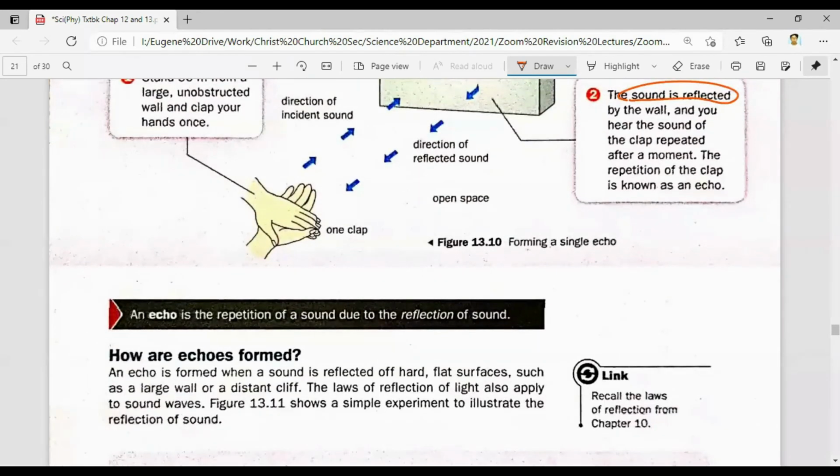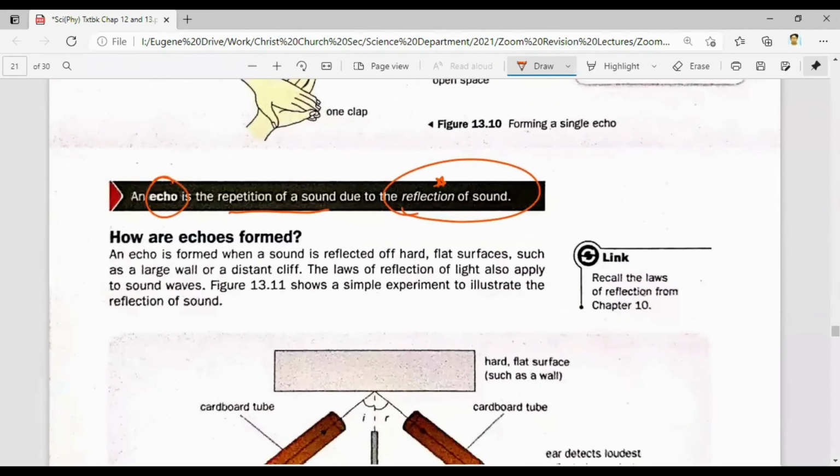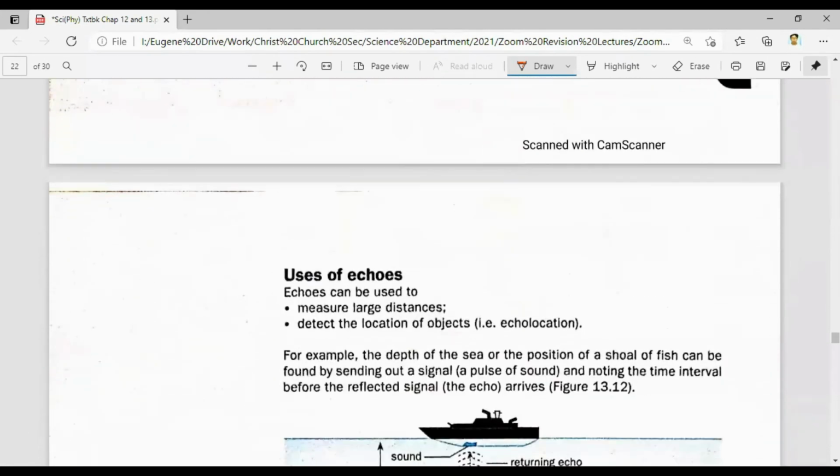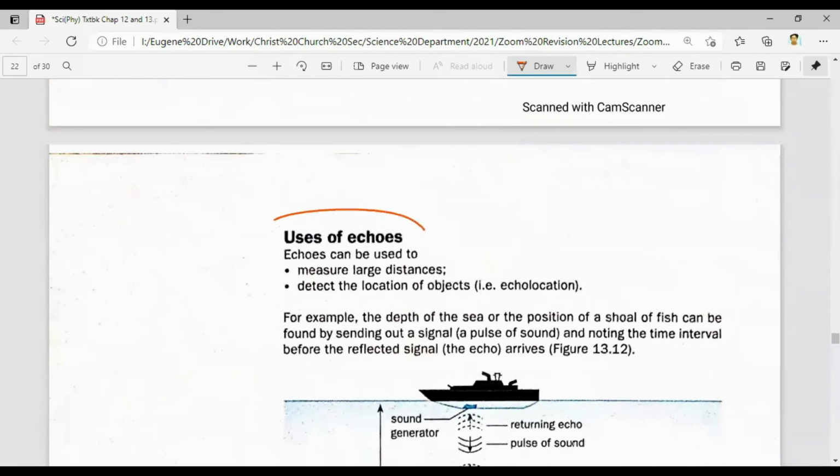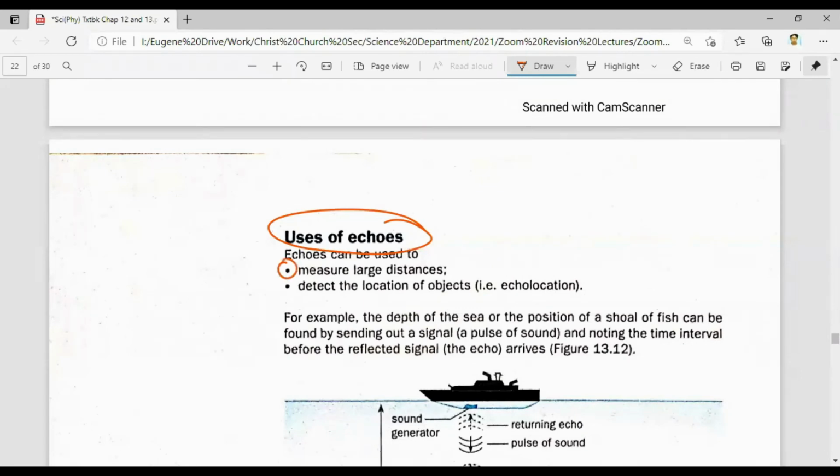So echo is the repetition of a sound. That means if I say "ah", later you hear back the same "ah", it's a repetition of a sound. It occurs because of the reflection of sound. So echo is the repetition of a sound due to reflection. The rest I won't go through too much, do read through. The main thing I would like to highlight is the uses of echo. Echo can be used to measure long distances. Echo can also be used to detect objects, which is echolocation.